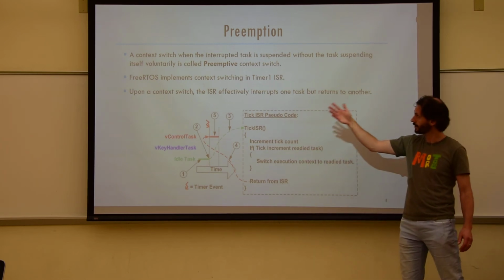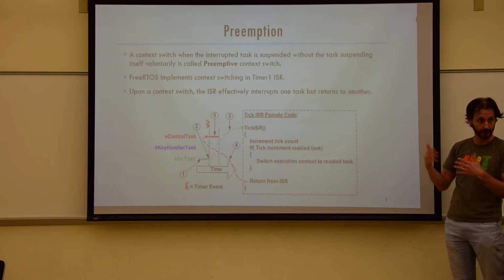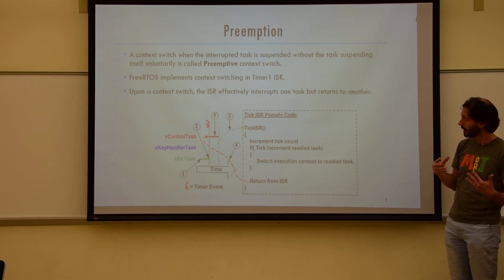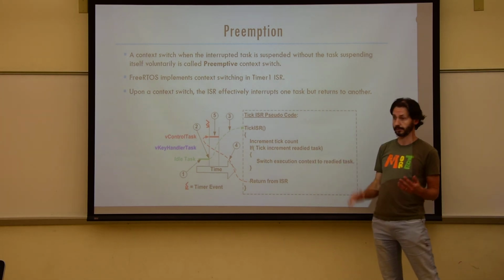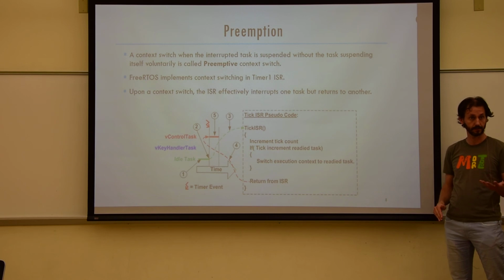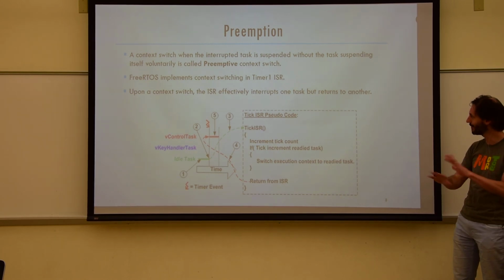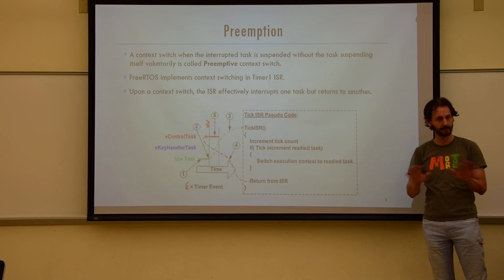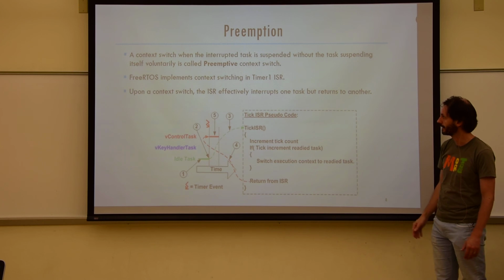A context switch is when the interrupted task is suspended without the task suspending itself voluntarily, which we have seen in the previous timeline example. If it's not done voluntarily, then we call that a preemptive context switch, because the scheduler or the kernel tells the task, nope, I know you would love to keep on going, but that's not fair. I'll stop you because another task now gets its own chance to go ahead.